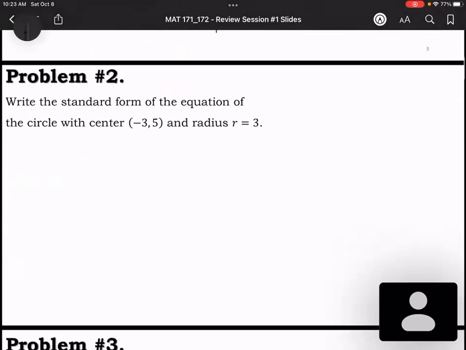Okay, so in problem number 2, it states: write the standard form of the equation of the circle with the following characteristics. We have that the center of our circle is (-3, 5), and the radius is 3. So, anybody know the standard form of the equation of the circle, or in short, do you know what the equation of the circle is?